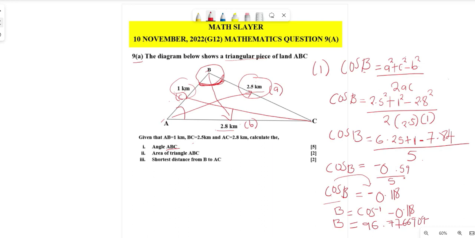But remember, we can't leave our answer here. Let's check the question. It says calculate angle ABC, and we have not been told whether to leave it as a whole number or in 2 or 3 decimals. What are we going to do? Are we going to leave it at this stage? No, don't leave it at this stage. A lot of learners make mistakes with these questions where they don't indicate whether you need to round it off to 1 decimal or 4 significant figures.